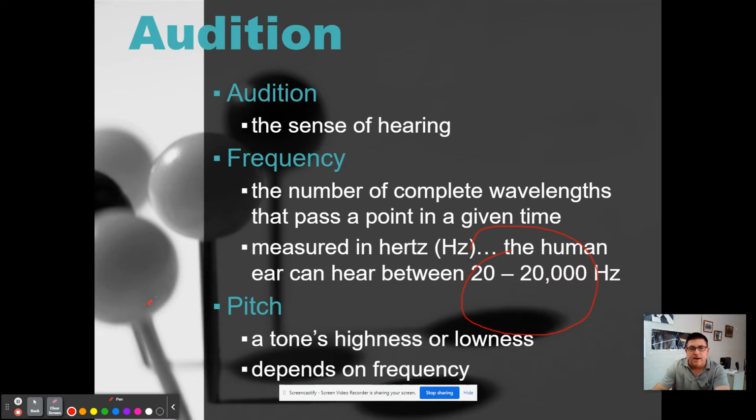So it doesn't matter what kind of stereo you get. After a certain level, your ear can't tell the difference. Pitch is the highness or lowness of a sound. It depends on the frequency, as I mentioned before.